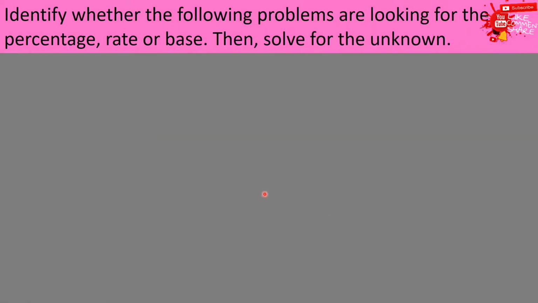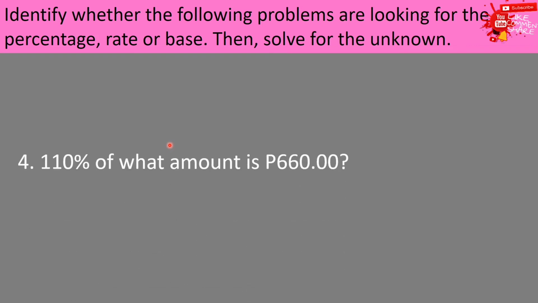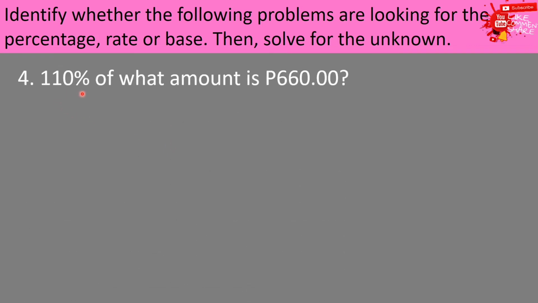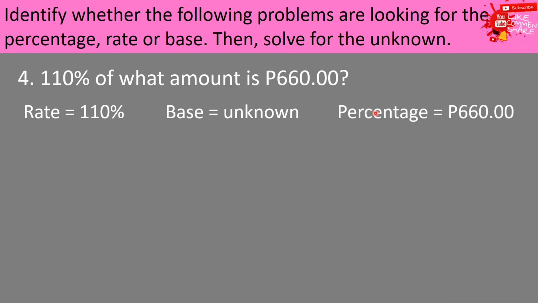Let's have example number 4. So, we have here 110% of what amount is 660 pesos. Since we have the percent sign, therefore the rate is 110%. Since the what amount, or the unknown value, is beside the word "of", therefore our unknown is the base. And since the number beside "is" is 660 pesos, that is the percentage. So, percentage is 660 pesos.